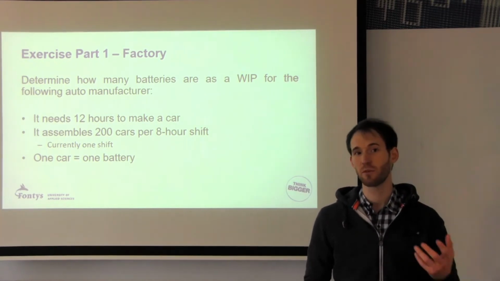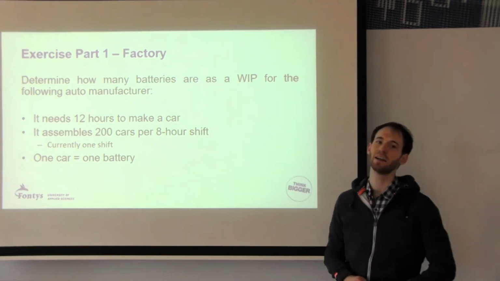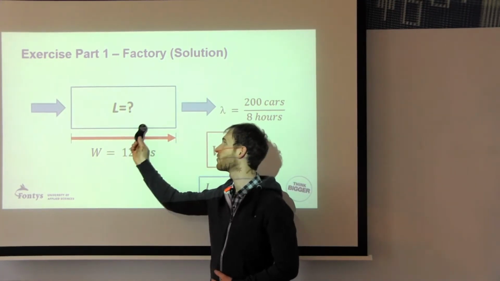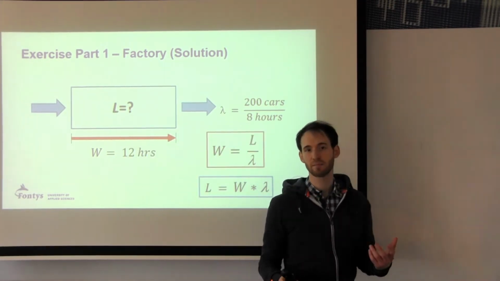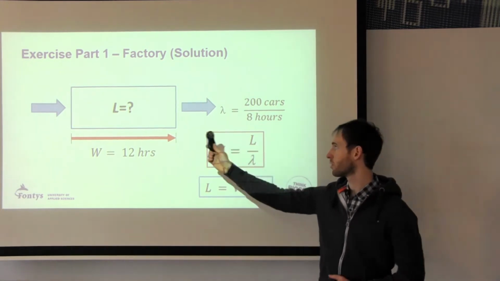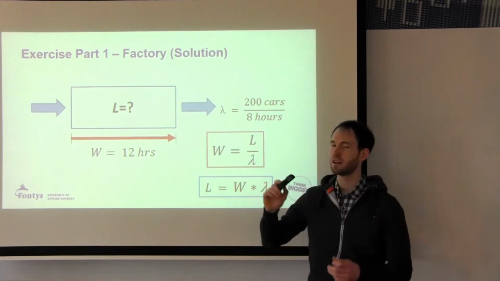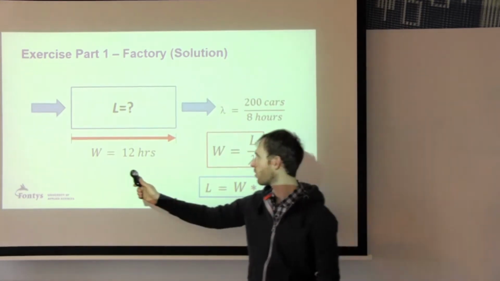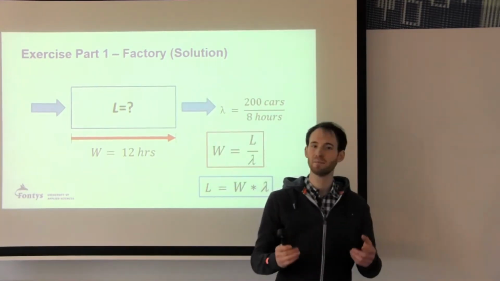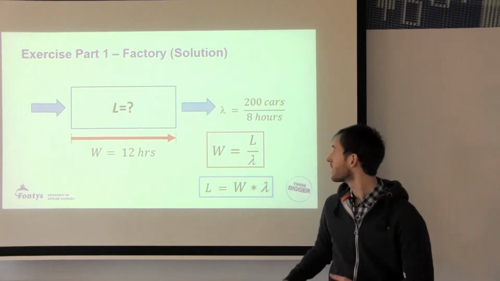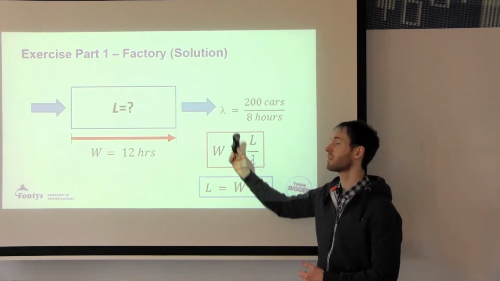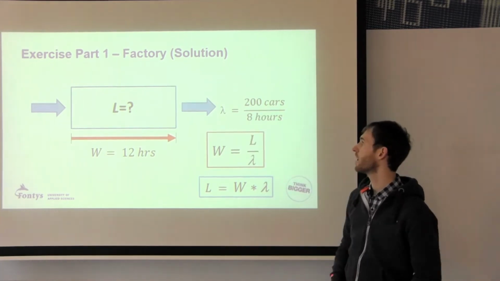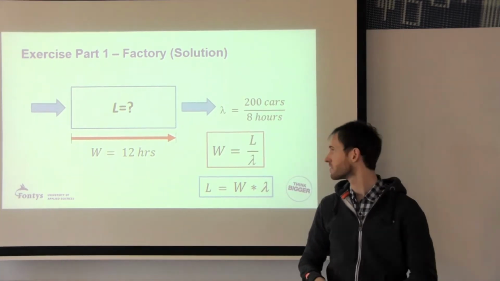So what are we searching for? The work in progress. Let's now look at Little's Law again. So work in progress was the L, so the amount of units in the process. So work in progress equals L. The lead time is actually 12 hours to make a car. This was called the W, the waiting time, in Little's Law's terms. And throughput, so the lambda in the terminology of Little's Law, is 200 cars per 8 hours.